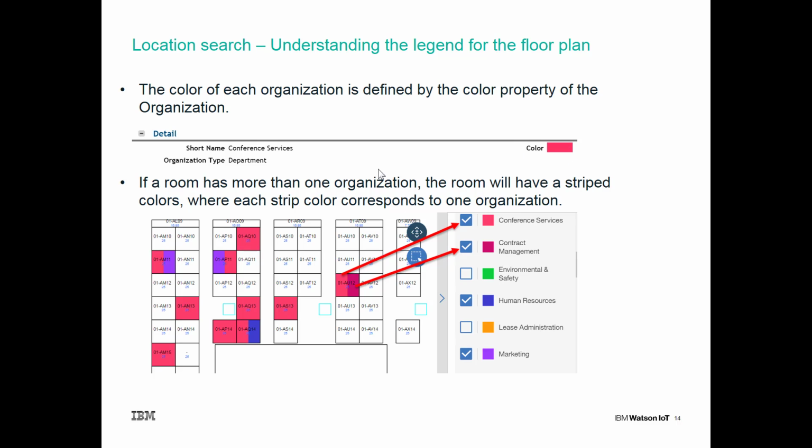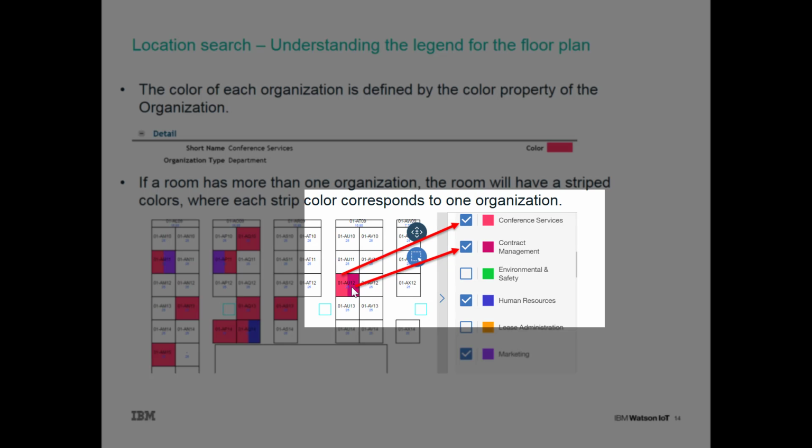Now, if the space has more than one organization associated with it, the room will be highlighted with striped colors. Each stripe color corresponds to one organization. In this example, this room is associated with 2 organizations, the conference service and the contract management.